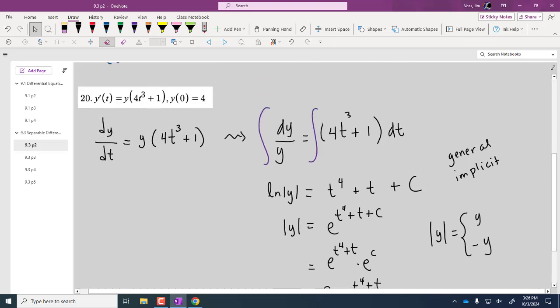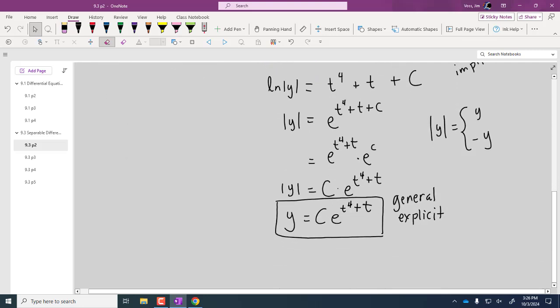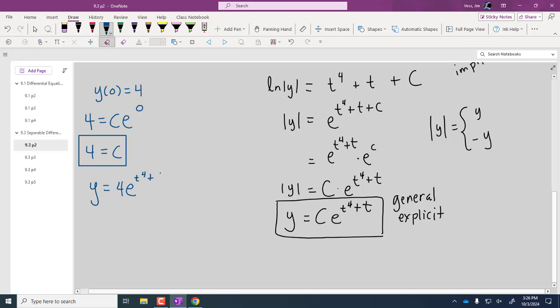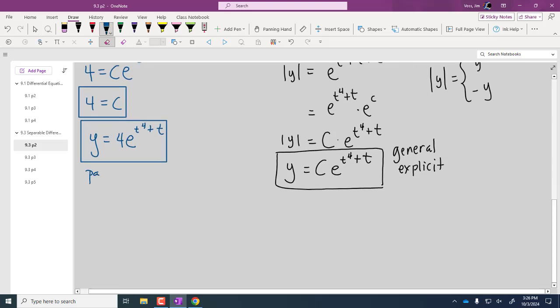So that's general explicit. Now we're going to find the particular. So the particular, we're told that y of 0 is 4. So we plug in 4 for y, plug in 0 for t. So that is our constant of integration. And that tells us that our explicit solution is this. So that right there is our particular. This is particular and explicit.